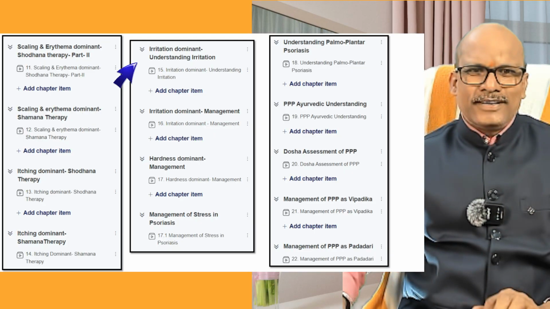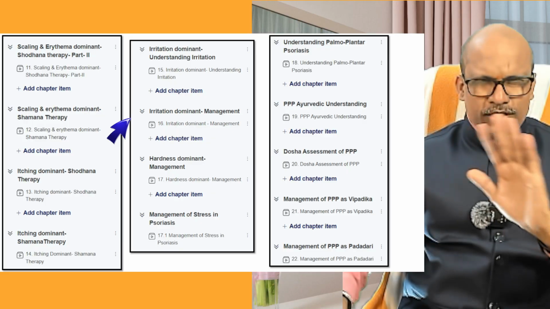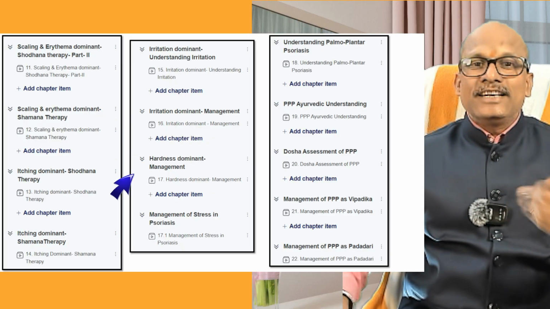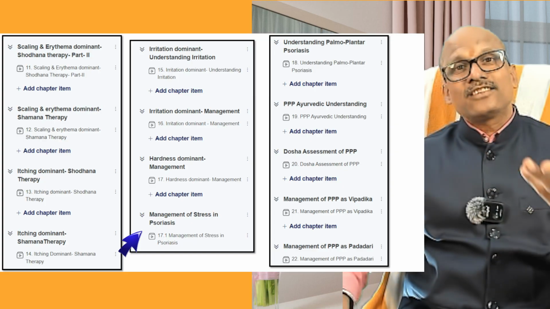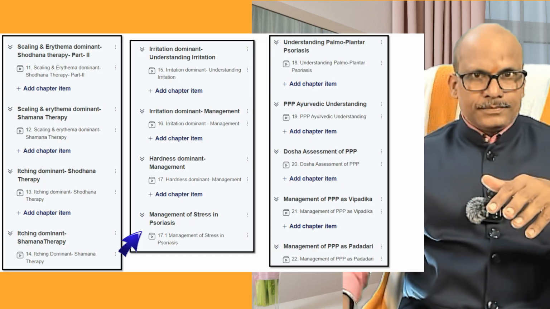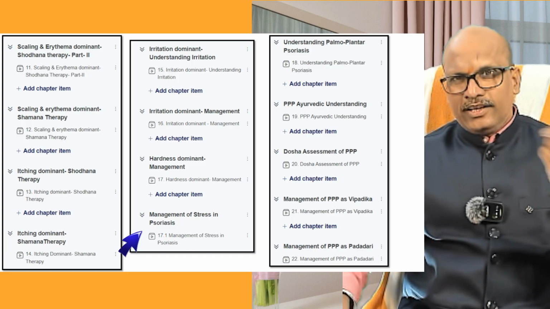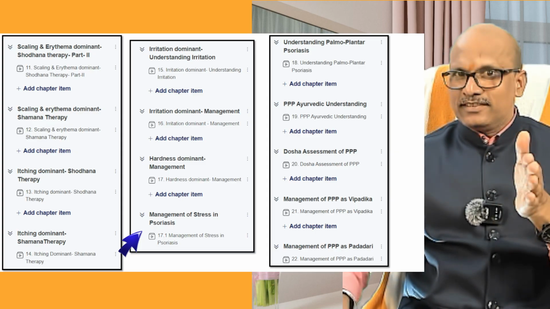So that is the first difference. Next is how to treat irritation dominant psoriasis. Mostly Shodhana is not needed in that, so how to approach with Shamana. Next is hardness dominant psoriasis. How we need to treat hardness dominant psoriasis. Next comes stress dominant psoriasis. Now this stress dominant psoriasis may come with scaling erythema dominance, irritation dominant, itching dominance, hardness dominance. Again, stress is there, like that.